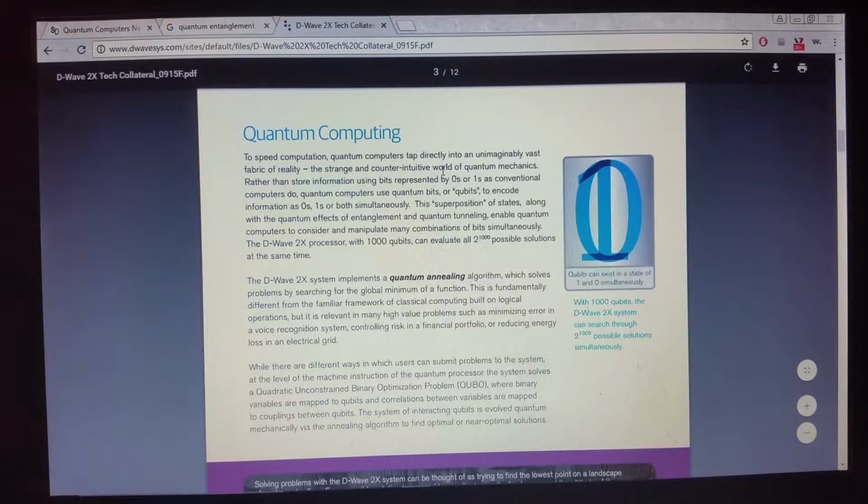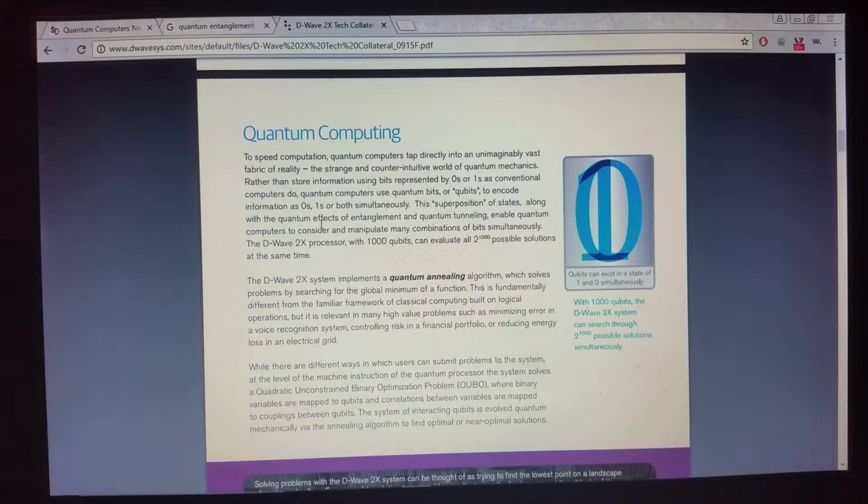Speed computation. Quantum computers tap directly into an unimaginably vast fabric of reality, the strange and counterintuitive world of quantum mechanics. Rather than store information using bits represented by zeros or ones as conventional computers do, quantum computers use quantum bits, or qubits, to encode information as zeros, ones, or both simultaneously.